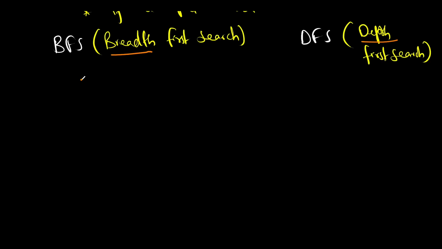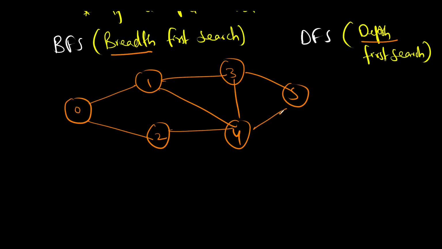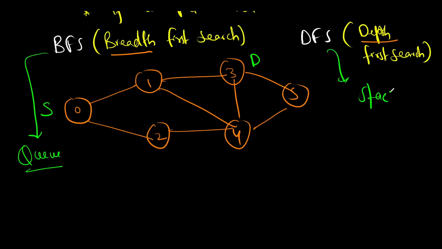So suppose we have a graph. Let me take the graph first. 0, 1, second vertex, third vertex, fourth vertex, and there's a fifth vertex, right? So basically you can use BFS and DFS to find out the path from one vertex to another vertex. Suppose this is the source vertex and the third is the destination vertex. So this particular algorithm uses a queue, and this algorithm uses a stack for this purpose.